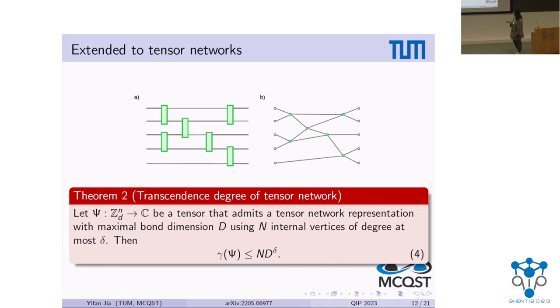I think I did not have enough time to explain everything, but this really comes from a similar idea, so that n d to the power of delta, namely n here is the number of internal vertices, d is the maximum bond dimension, and delta the degree here, gives an upper bound on the transcendence degree. So this is really a parameter counting argument in the end.